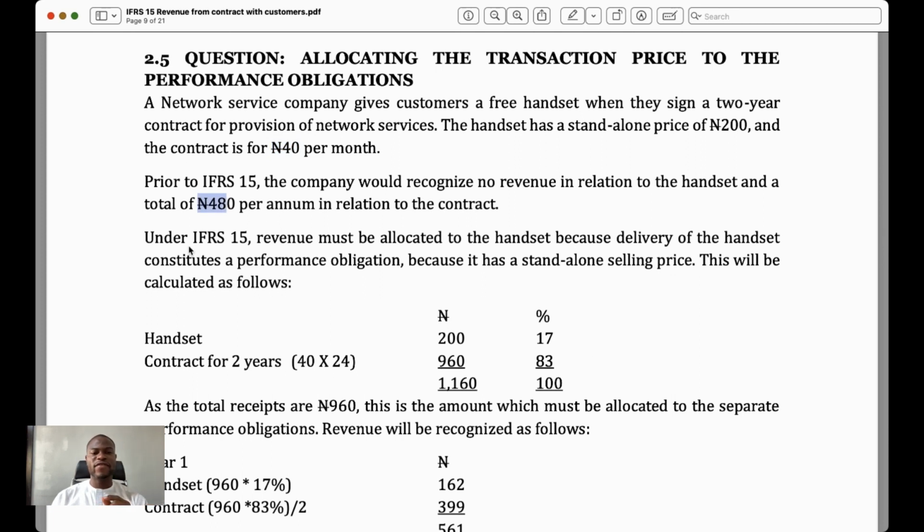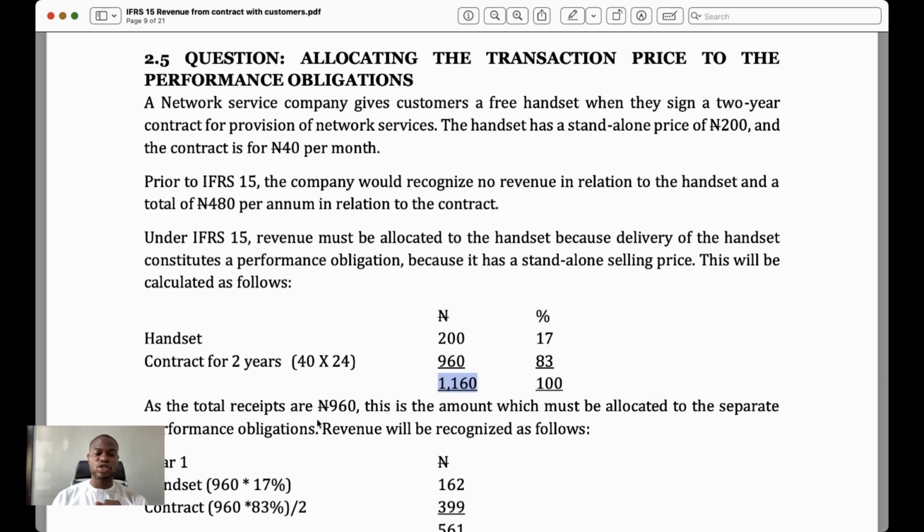But with IFRS 15, revenue must be allocated to the handset because delivery of the handset constitutes a performance obligation, since it has a standalone selling price. And this will be calculated as follows. The standalone selling price of the handset is 200. The standalone selling price of the contract, which is 40 naira per month for 2 years, is 960. So the total standalone selling price is 1,160. So let's get the proportion. 200 on 1,160 is 17%. 960 on 1,160 is 83%.